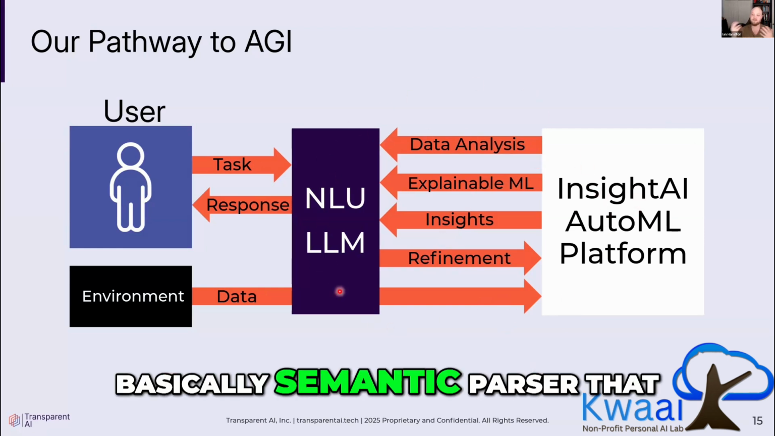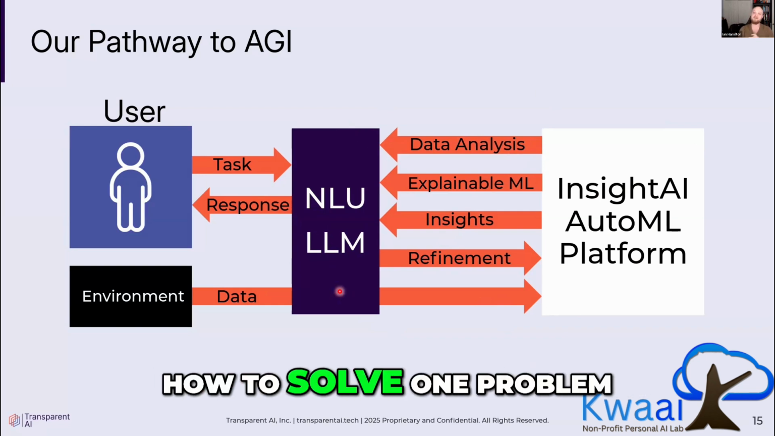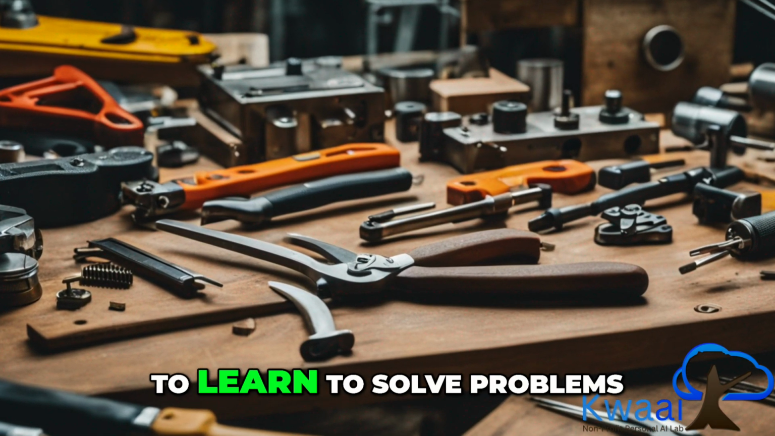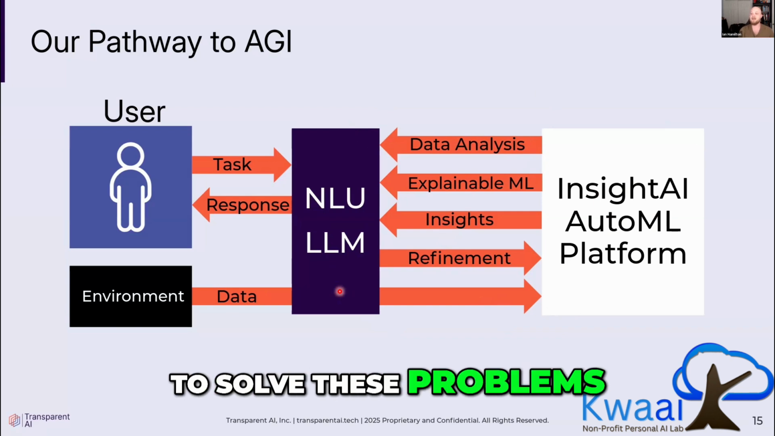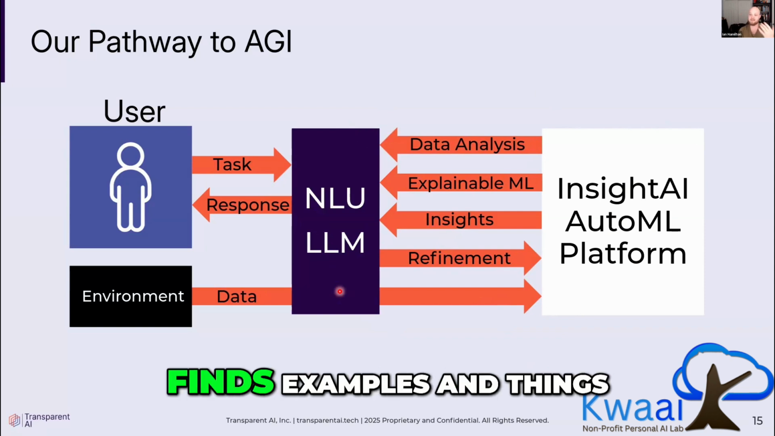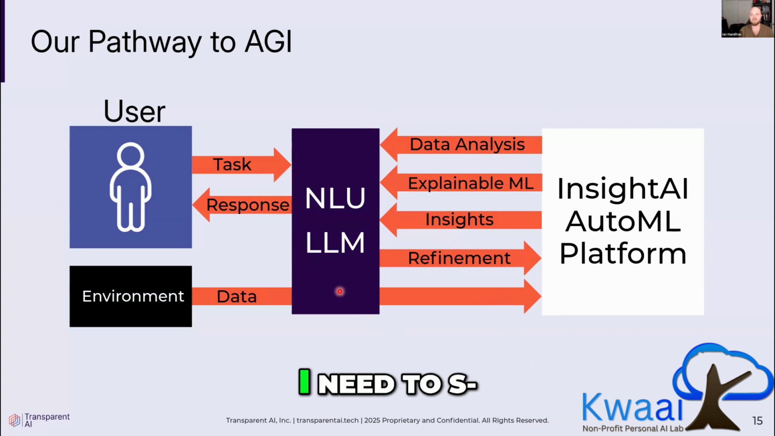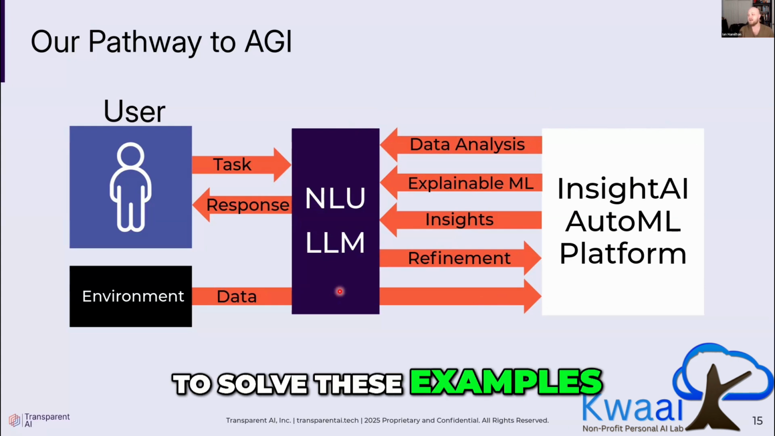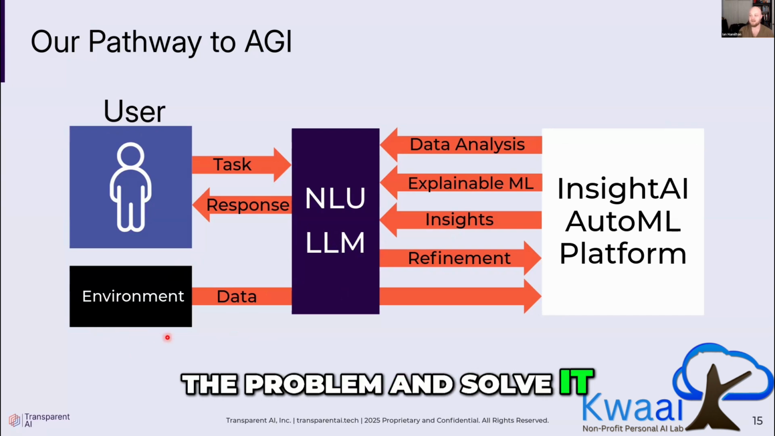and the semantic parser that would be the LLM, to learn not how to solve one problem, but how to learn to solve problems. And what tools do you use to solve these problems? It'd be like, hey, there's this test that I want to do. It goes out and finds examples on its own and learns what information it needs to solve these examples, so that it's more of just a task and response. And then it goes and gets its own data on what it needs to learn the problem and solve it from the environment.